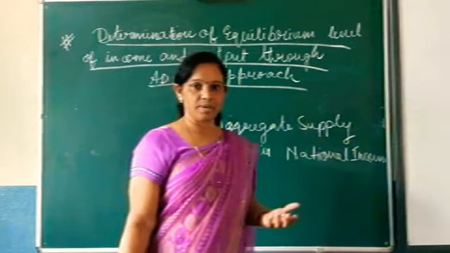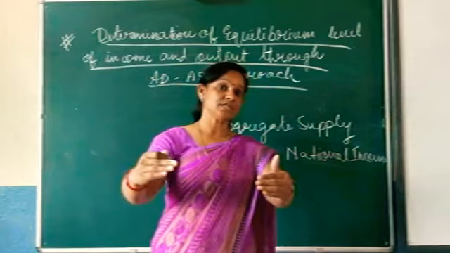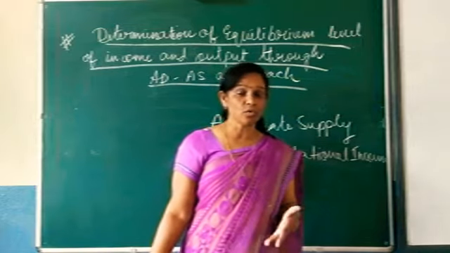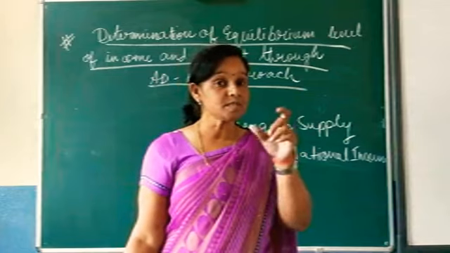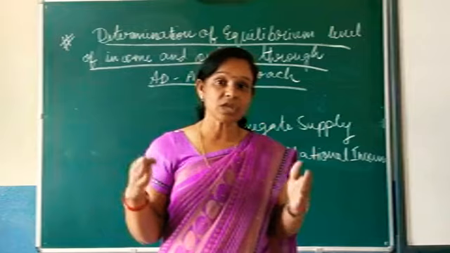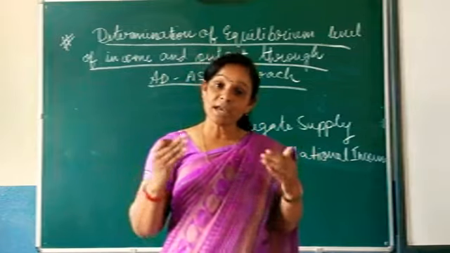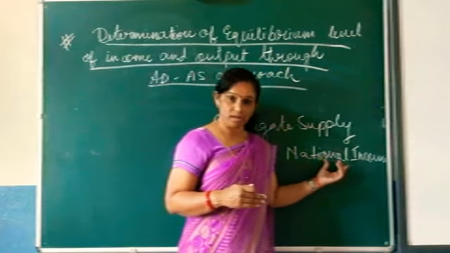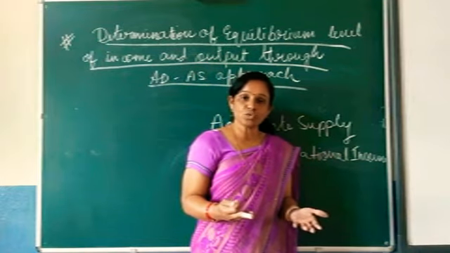What is aggregate supply? What do you mean by aggregate supply? Supply means total supply of goods and services. So in national income, what do we do? What meaning of national income did you write? The money value of all final goods and services. When we calculate the money value of all goods and services produced in an economy, it is called national income. So aggregate supply is nothing but national income. The total national income is equivalent to aggregate supply.